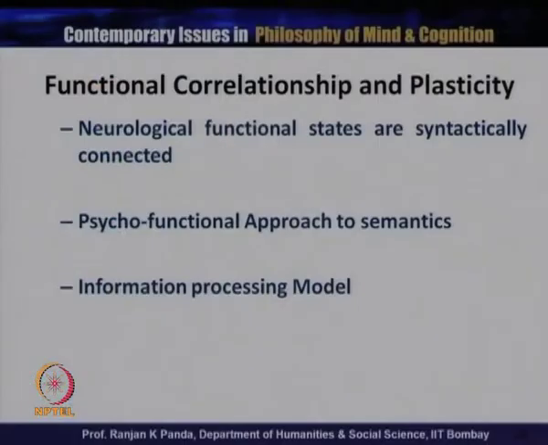So, as far as this functional correlationship is concerned, they try to draw some kind of relationship between the neural structure of the brain and the grammatical structure of these cognitive states. Now, this causal relationship between these two states, the neurological functional states and the syntactically connected cognitive states, is important to explain the intentional content of a statement.